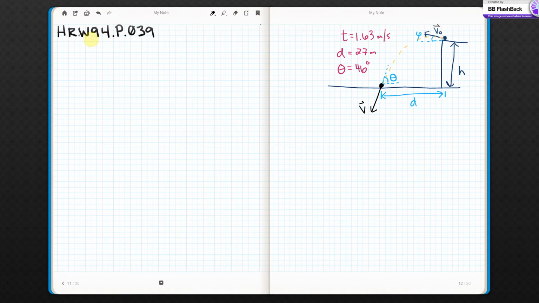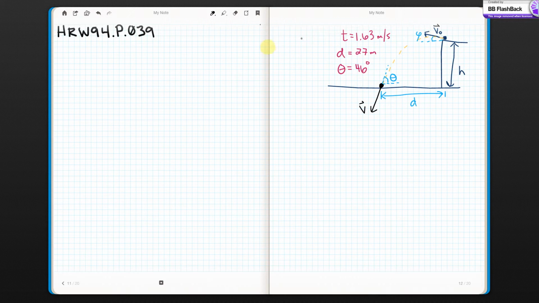Alright, this is problem HRW94P039, and it has a building, and it says you throw a ball leftward horizontally off a building, and it falls in a certain amount of time they give you. It goes a distance d from where you threw it, and when it lands, it has a velocity where it lands at an angle of 46 degrees to the horizontal. And they want several things, but the first thing they want is the height of the building.